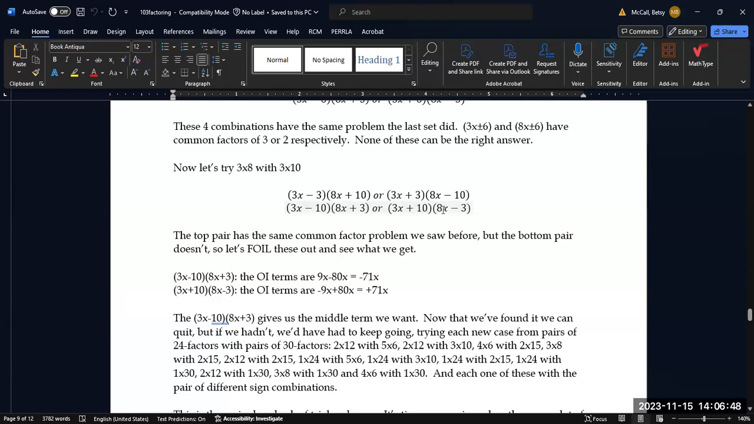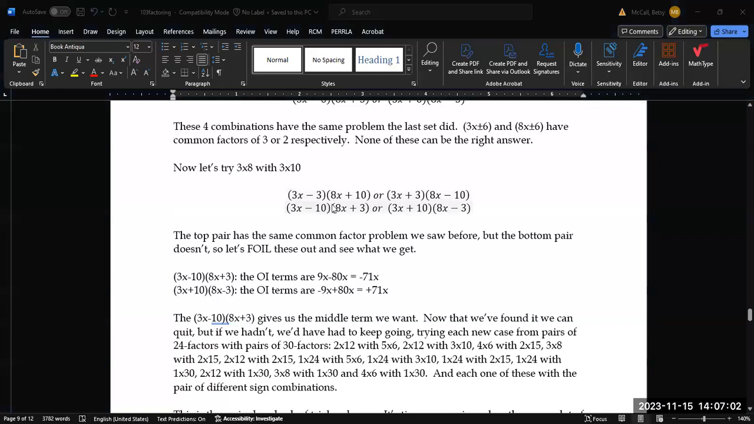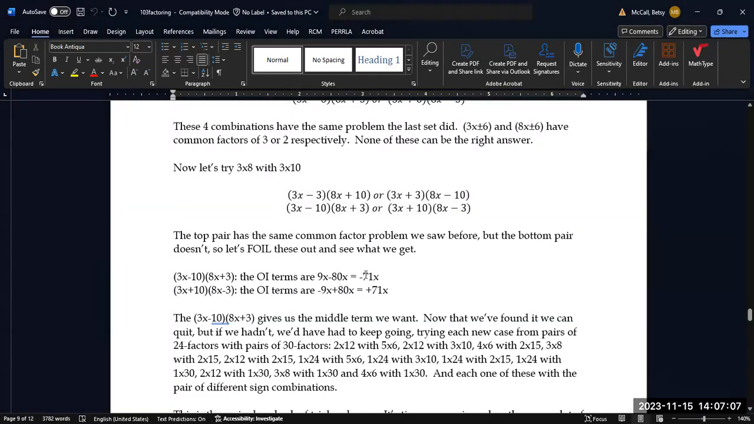So let's try this one. These don't have any common factors, so let's FOIL the middle terms and see what we get. So 3x times 8x is going to be, 3x times 3 is 9x, and then negative 10 times 8 is 80, and 9 minus 80 is negative 71. And this is going to be the same thing, but with the signs flipped. So 3x times minus 3 is minus 9, and 10 times 8 is positive 80, which gives us positive 71.